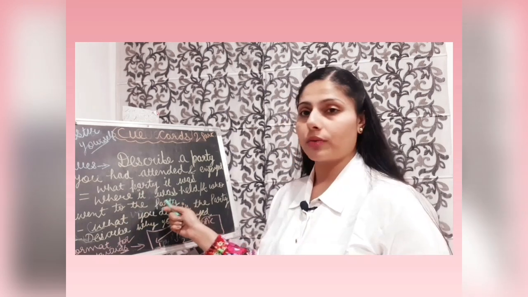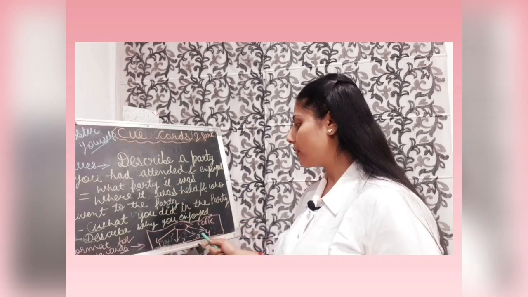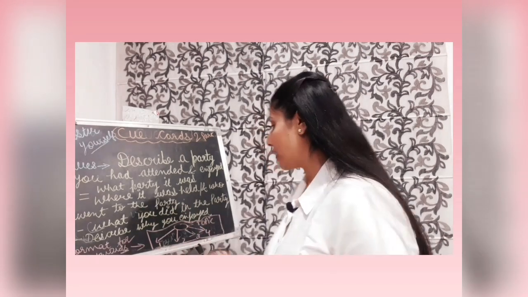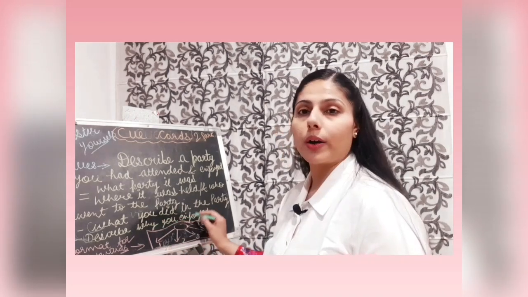So in this cue, there are 2 questions. First, we can mention where it was. We can write the name of that place. And second, who went to the party? Here we can mention our friends, relatives, colleagues and near and dear ones. You can write anything. What did you do in that party? You can write, I enjoyed dancing, gossiping, playing, eating food. Several things are there. Describe why you enjoyed.